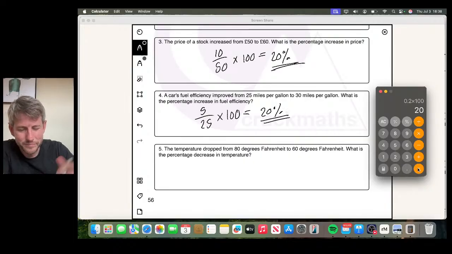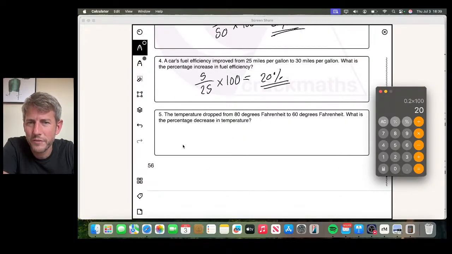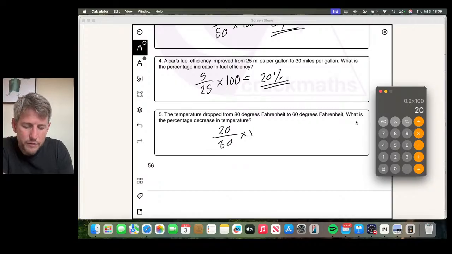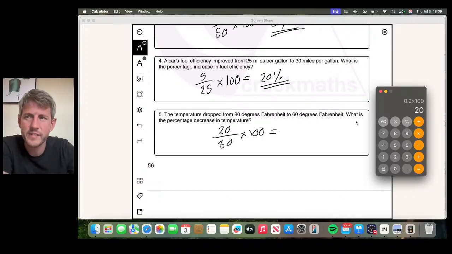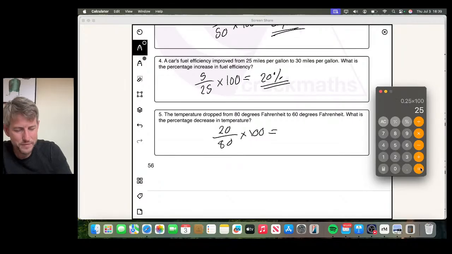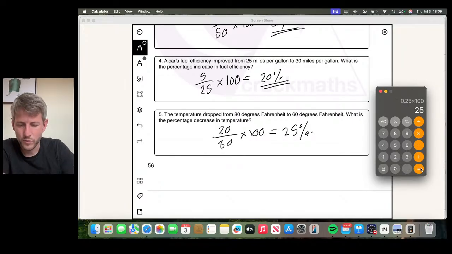Okay, right. And lastly, question 5. The temperature dropped from 80 degrees Fahrenheit to 60 degrees Fahrenheit. What is the percentage decrease in temperature? So 80 to 60, that's a decrease of 20, and it dropped from the 80. So I'm looking for 20 out of 80 as a percentage, so I'm going to times that by 100. 20 divided by 80. Aha, we've got a different one this time. That's nice. Okay, 25%.